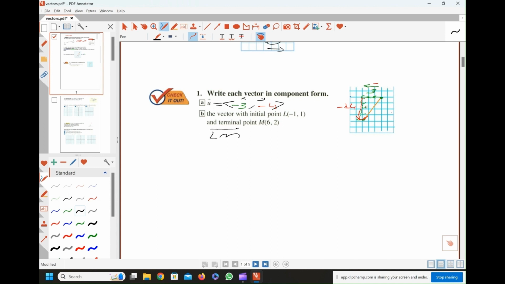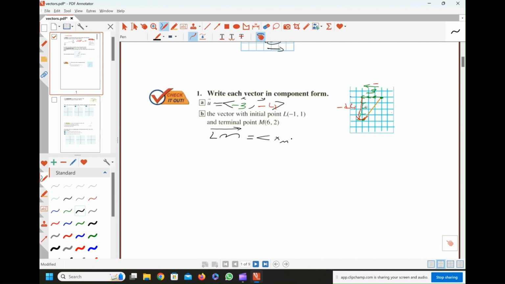There's an arrow above it. So when you find the vector in component form, you should subtract x's together, y's together. So it's x2 minus x1. Let's say x final is M. The initial point is L. So you are subtracting the initial point from the terminal point.